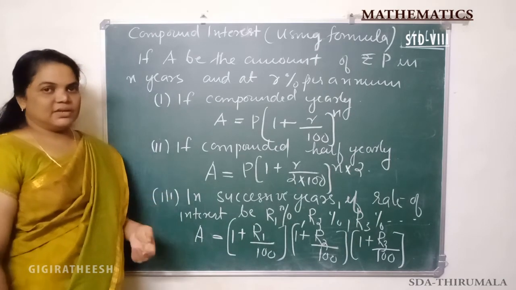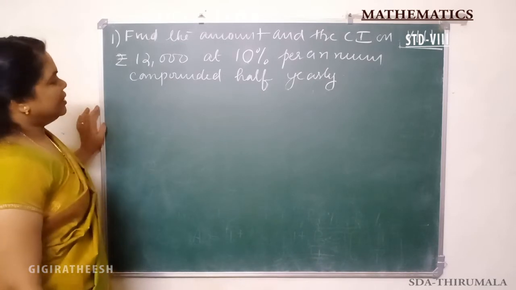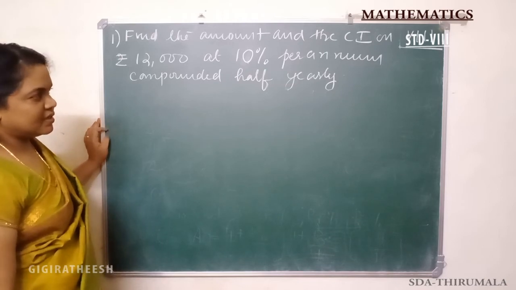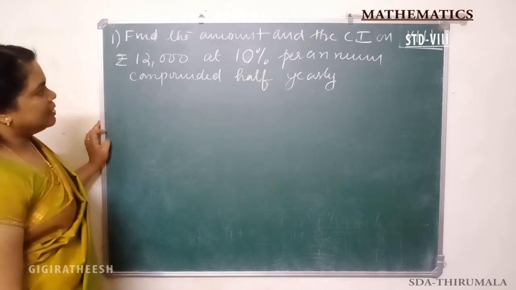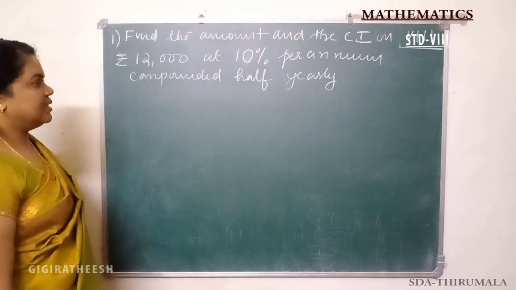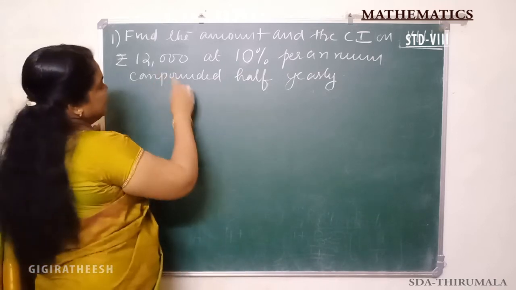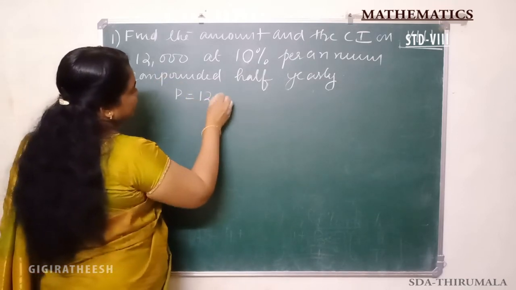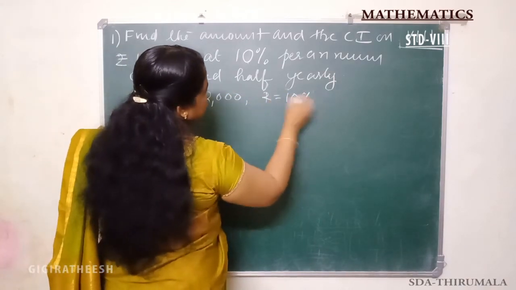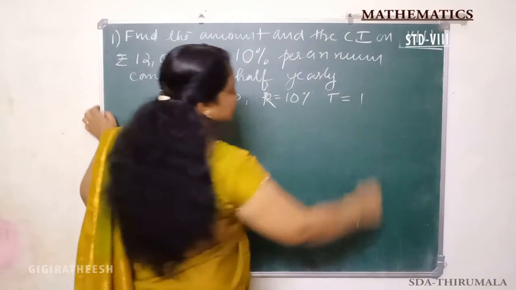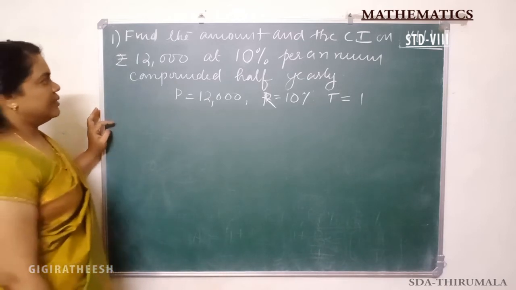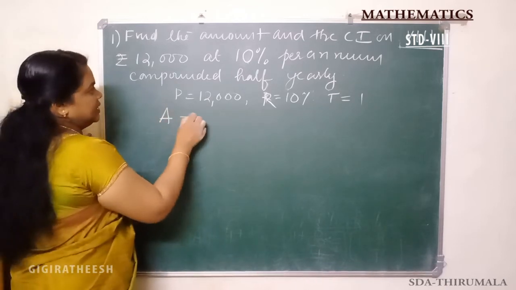Find the amount and the compound interest on rupees 12,000 at 10% per annum, compounded half yearly. Here is a question for half yearly. How can we calculate the amount using the formula for half yearly? Here P is equal to 12,000, R is equal to 10%, and T or N is equal to 1. We calculate the amount A.